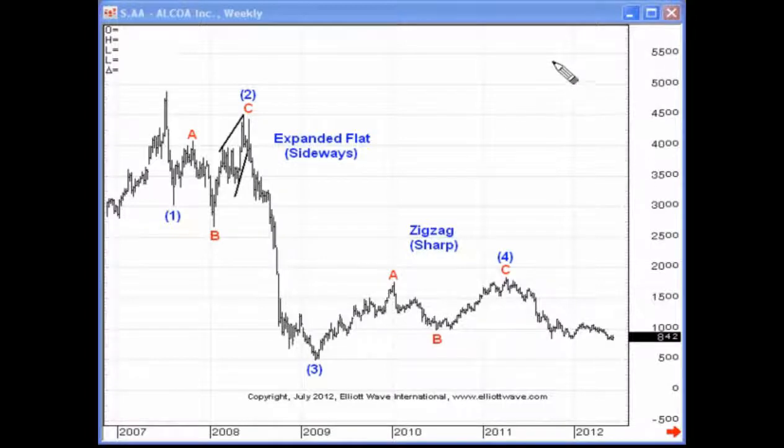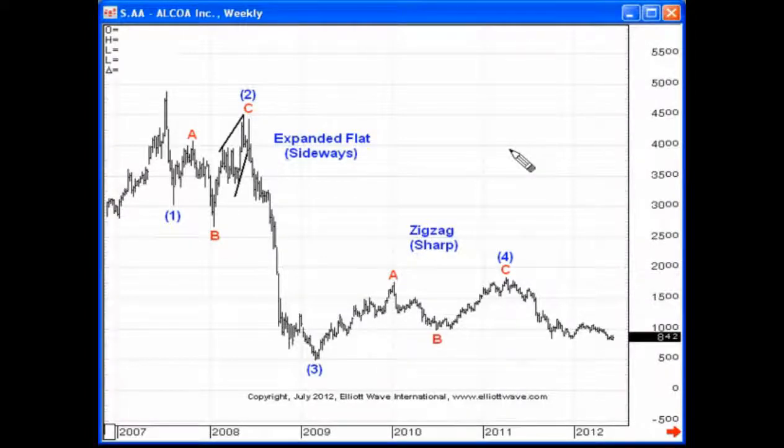Now in the example that I'm showing you right here, this is Alcoa, a weekly price chart, we actually have an expanded flat in the wave 2 position. An expanded flat is a sideways correction. What's the difference between a sideways correction and a sharp correction? Well, a sideways correction will allow for a new price extreme. What I'm referring to here, for example, is wave B makes a new extreme above the origin of wave A. That's the new price extreme.